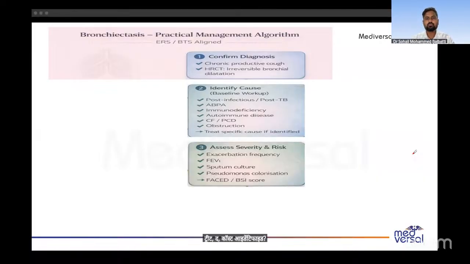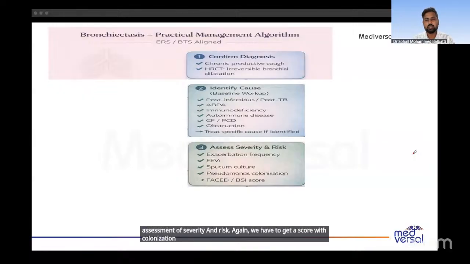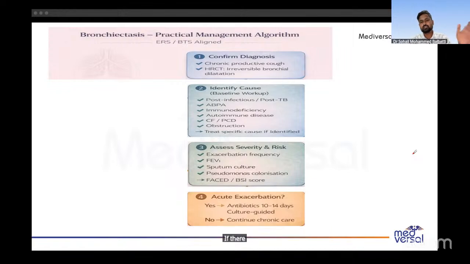Then assessment of severity and risk. Again, we have to get a FACED score or E-FACED score or BSI score, with Pseudomonas colonization, FEV1 from spirometry, and the exacerbation frequency. If there is an acute exacerbation, give an antibiotic course of 10 to 14 days. If not, then continue the chronic care of airway clearance. And if there is Pseudomonas colonization, eradication or chronic suppression needs to be done.